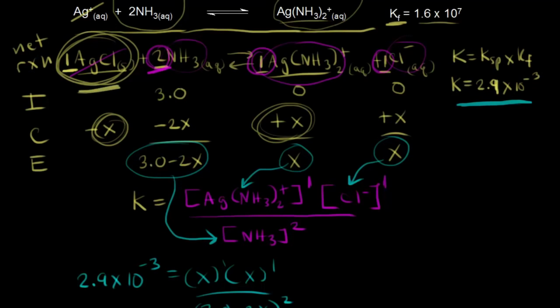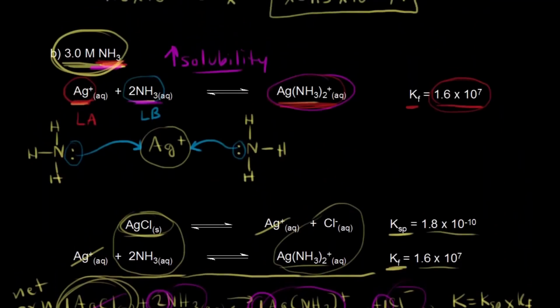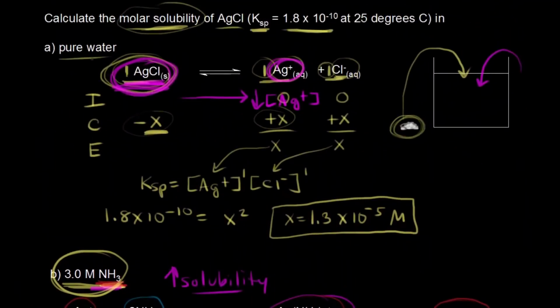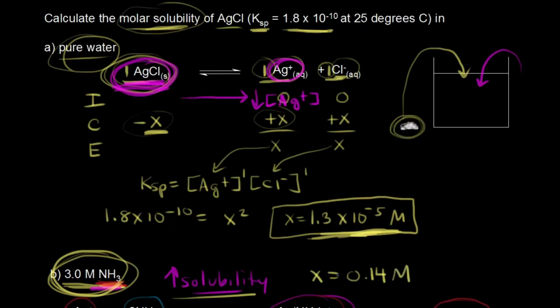So it's 0.14 molar. Let's go way back up to the beginning and compare the molar solubilities. In pure water, the molar solubility of silver chloride is 1.3 times 10 to the negative 5 molar, which isn't very soluble at all. But now we have ammonia present. We've increased the solubility, and we just calculated the molar solubility is 0.14 molar. And obviously 0.14 molar is a lot larger than 1.3 times 10 to the negative 5. So the formation of a complex ion increased the solubility of our slightly soluble compound, silver chloride.